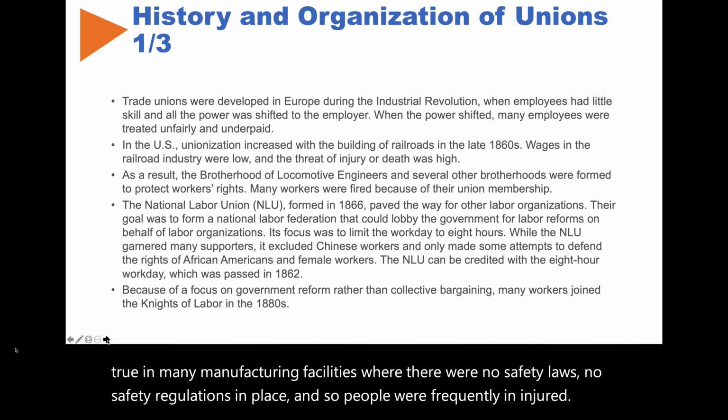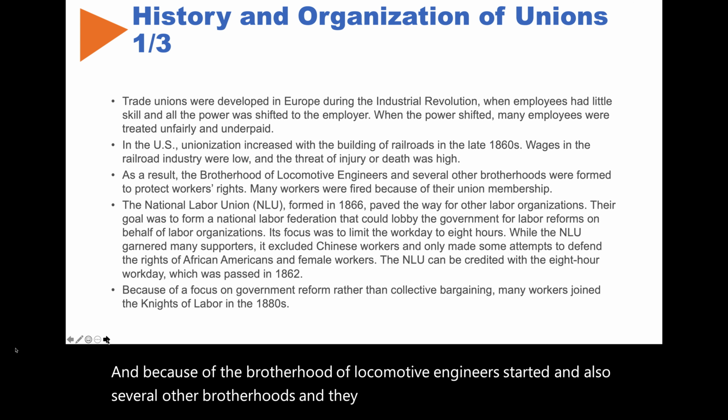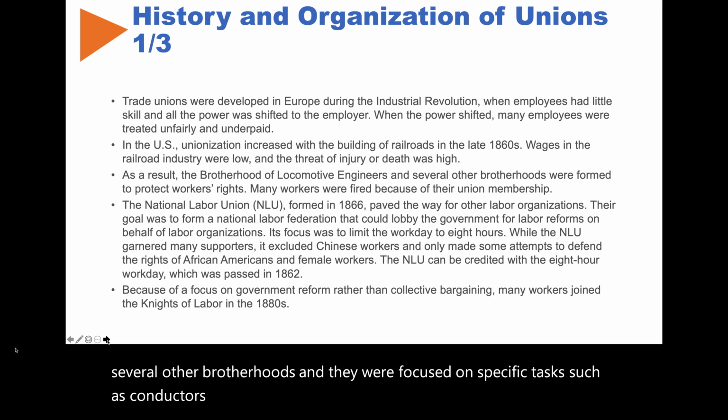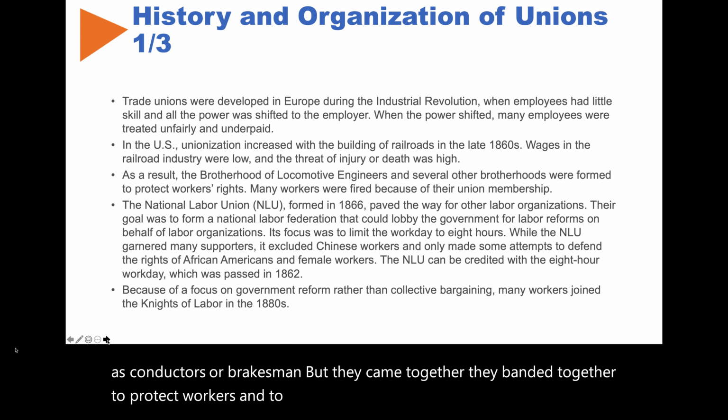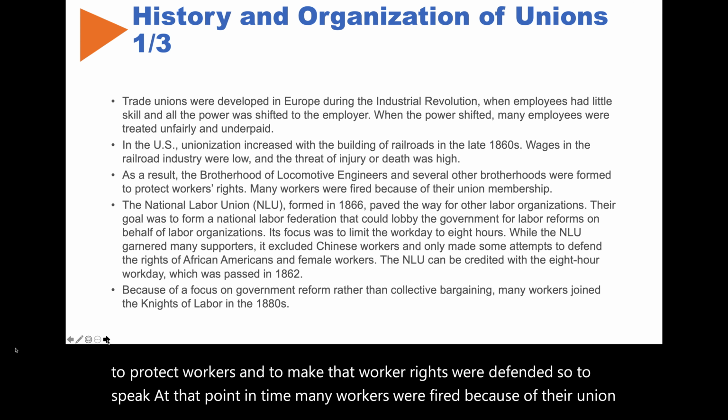And because of this, the Brotherhood of Locomotive Engineers started, and also several other brotherhoods, and they were focused on specific tasks such as conductors or brakesmen. But they banded together to protect workers and to make sure worker rights were defended, so to speak. At that point in time, many workers were fired because of their union membership, which is not something companies can do today.